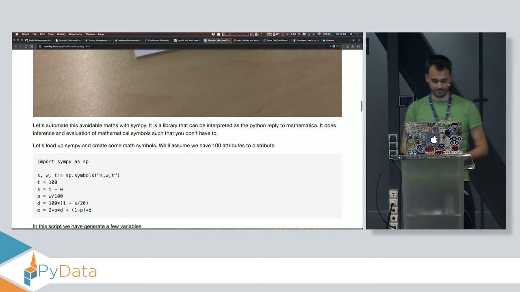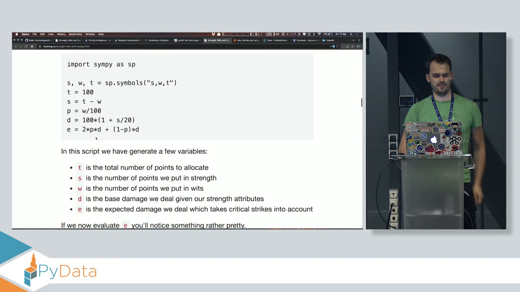I think it's big enough that you can actually read it. So here's the code that I've written for it. Let's say I've got a total number of points T equal to 100. I can put it in strength or I can put it in wits. So S is T minus W. So this is the probability that a critical hit will occur, which is wits divided by 100.